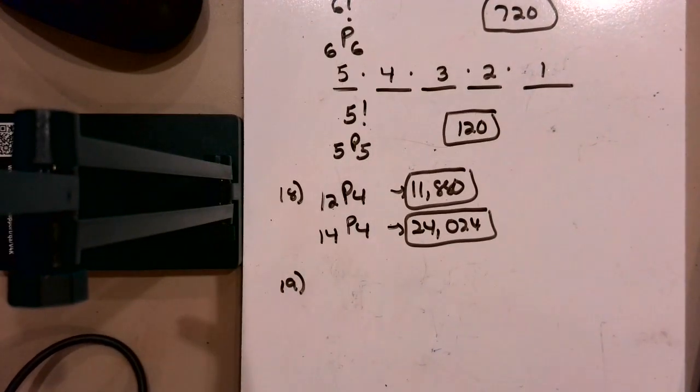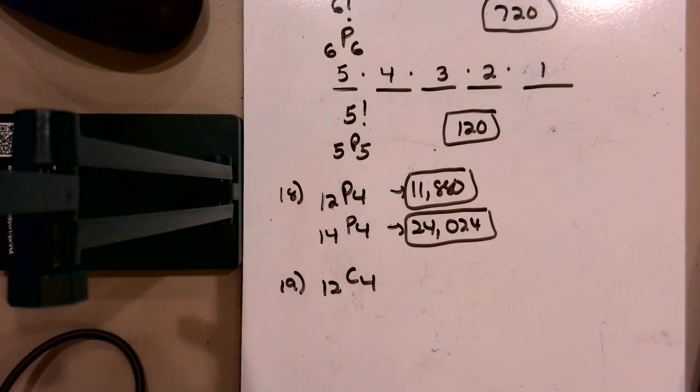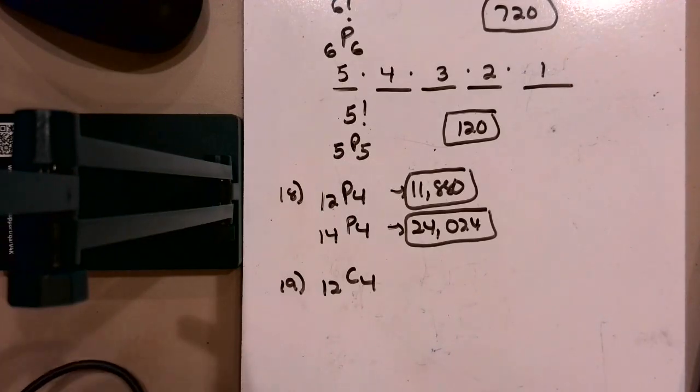And number 19, in a committee of 12 members, how many different ways can a subcommittee of 4 members be chosen? So we don't care about the order chosen. They all get the same job. They're just on the subcommittee. So that's a combination. So 12C4, which is 495.